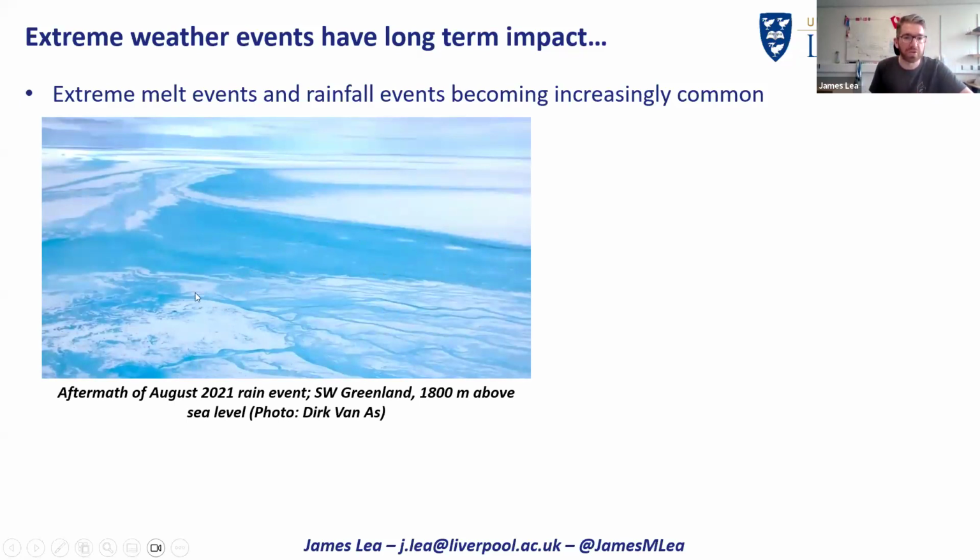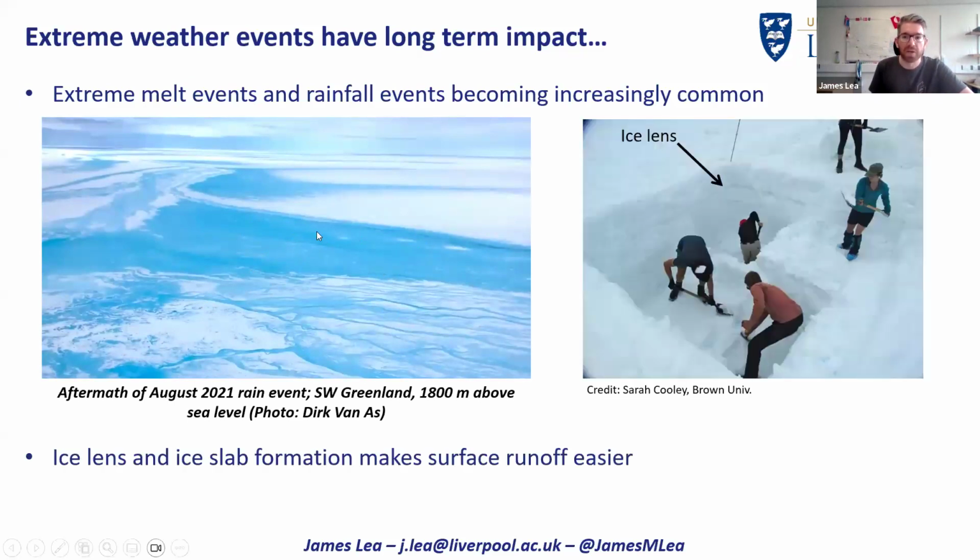However, we can see that there's huge amounts of meltwater. We've got streams and rivers as well. And that's just not a flash in the pan. That doesn't mean that you have the melt event or the rainfall event and that's it. This actually has a long-term impact on how much the Greenland ice sheet will melt. And the reason for that is as the meltwater percolates through the ice, you start to get these ice lenses. And these ice lenses can actually increase the likelihood that we'll get surface runoff. So it makes it easier for that meltwater to get.